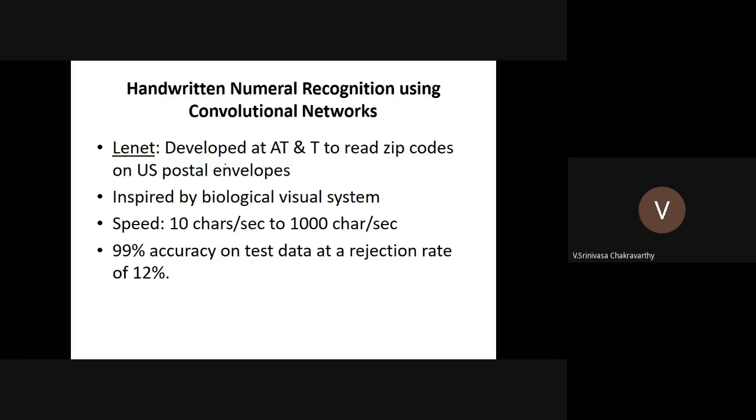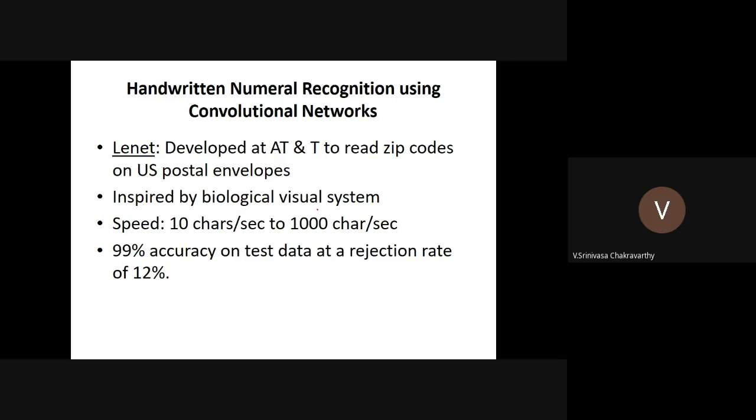It was first developed by a guy called LeCun, and his group applied this network for reading handwritten numbers, so handwritten digits. They did it as an application for AT&T, a project for the U.S. Postal Service to read the zip codes or pin codes written on envelopes.